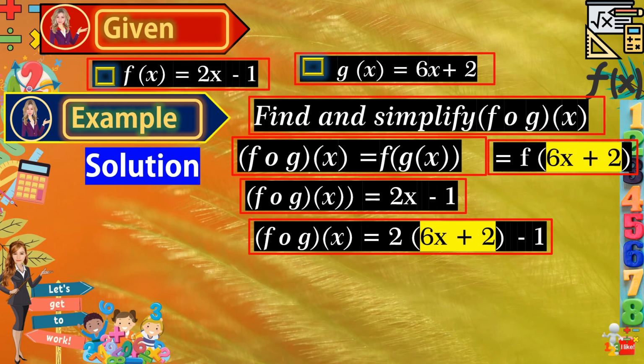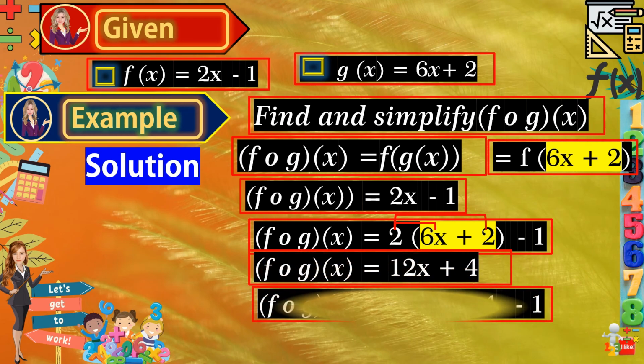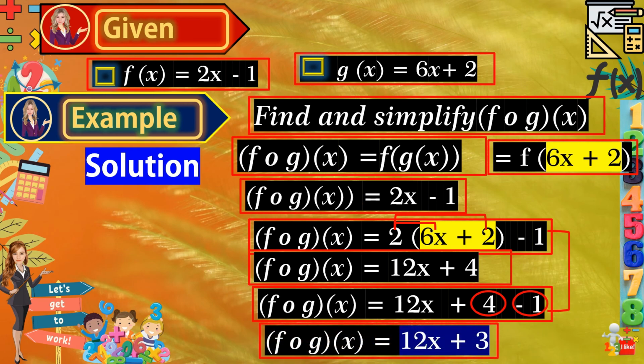Using distributive property, let us distribute 2 to 6x plus 2. So 2 times 6x equals 12x. Then 2 times 2 equals 4. Then copy minus 1 from the original given value. Combining like terms, the constant term 4 minus 1 is equal to 3. Our final answer now is f composed with g of x equals 12x plus 3.